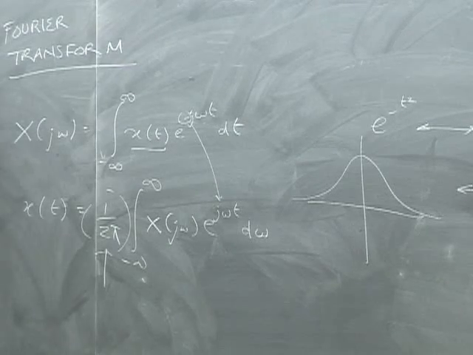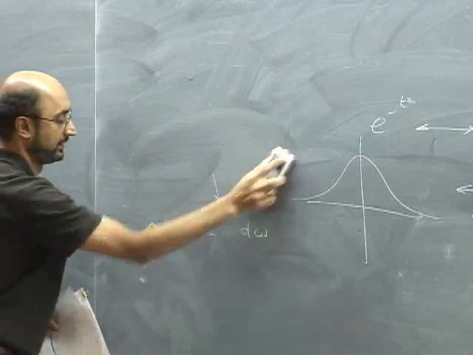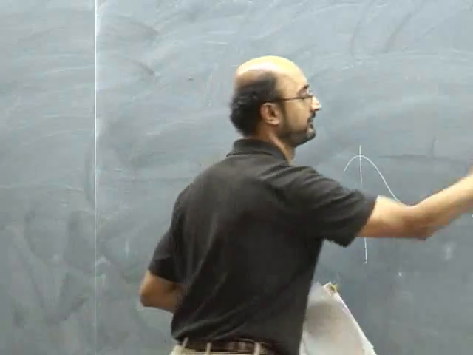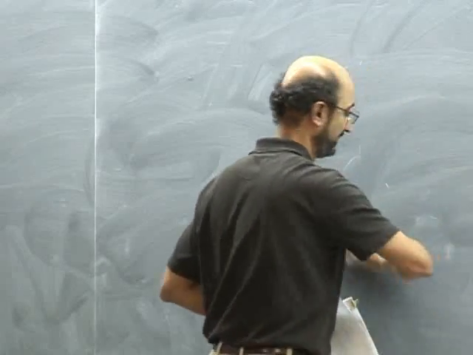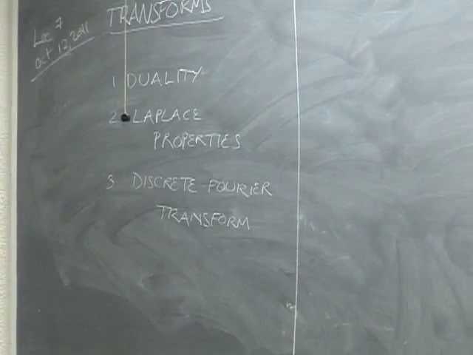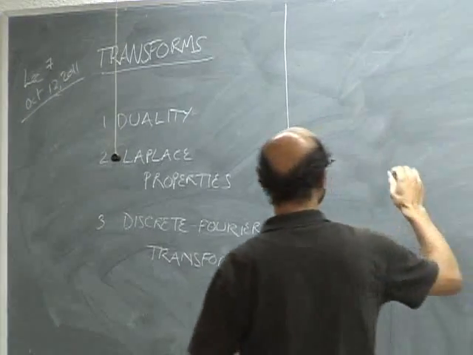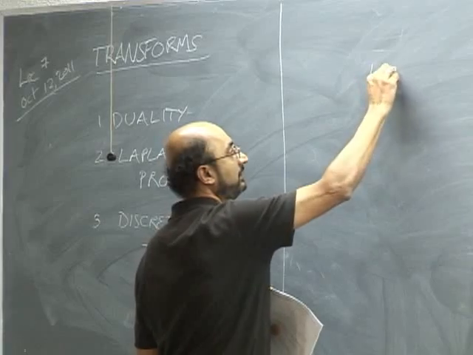Okay, so I'll stop here with the Fourier, and I'm going to go back to the Laplace transform. Last time we talked about some properties of the Laplace transform, and I'm just going to remind you what the Laplace looks like. Many of these properties just come from the definition.